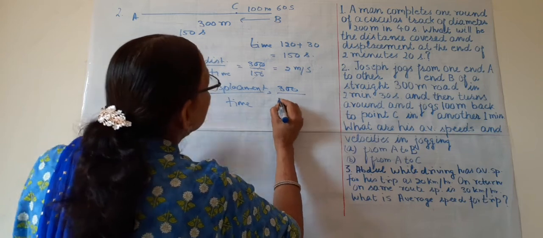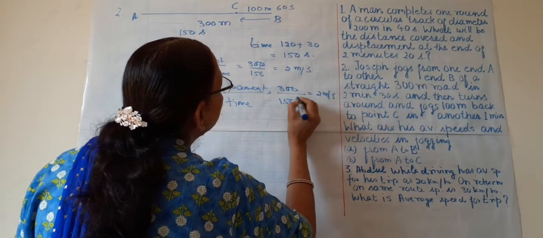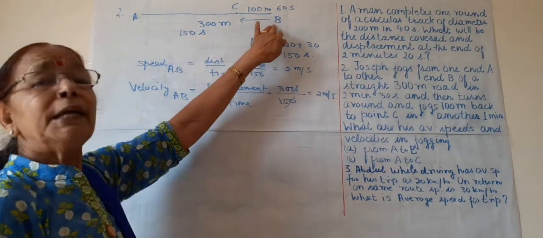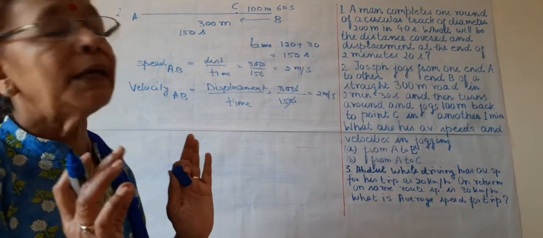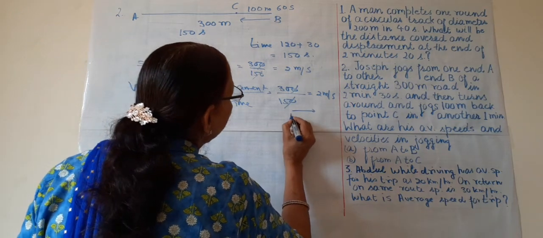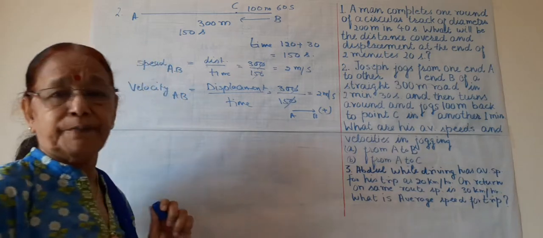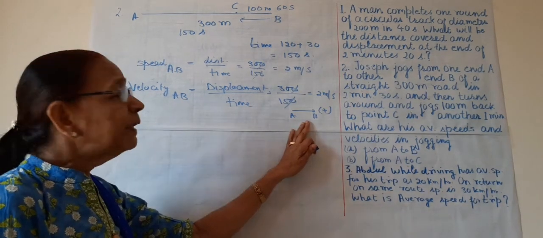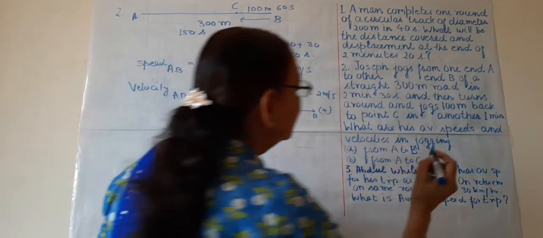Time taken is only 150. So it will also be 2 meters per second. That is, from A to B, if he is jogging, the speed and velocity are the same. And this velocity we can write, it is from A to B and it is positive. We can write like this. So for velocity, we are describing the direction also and the magnitude also. So this part is done.